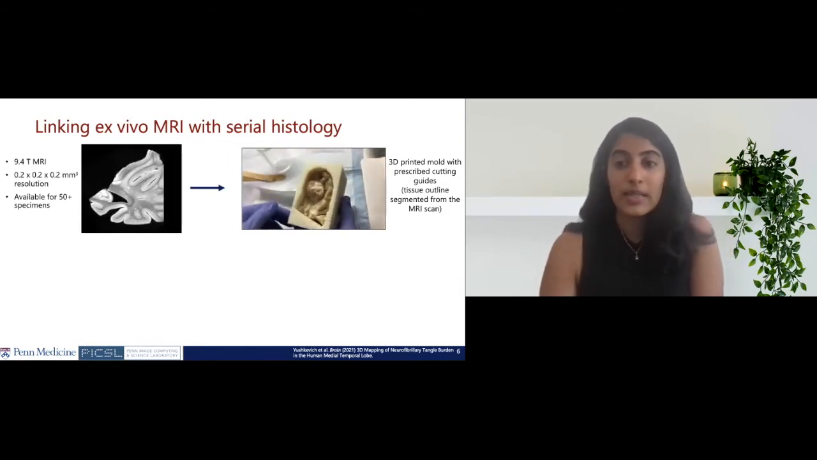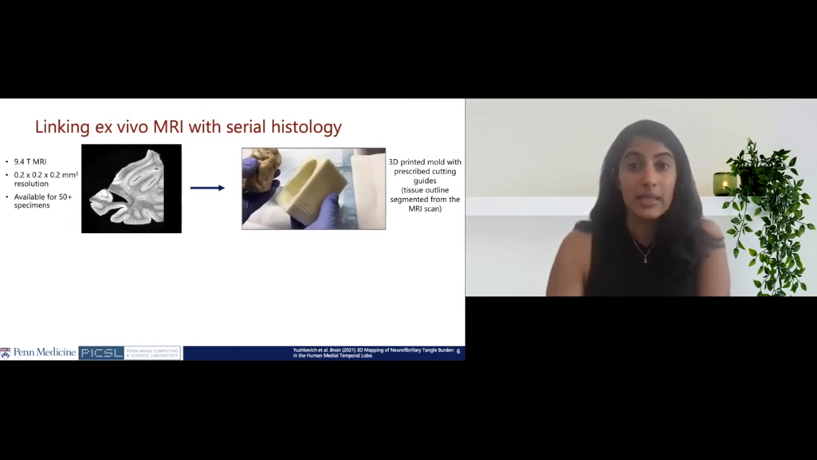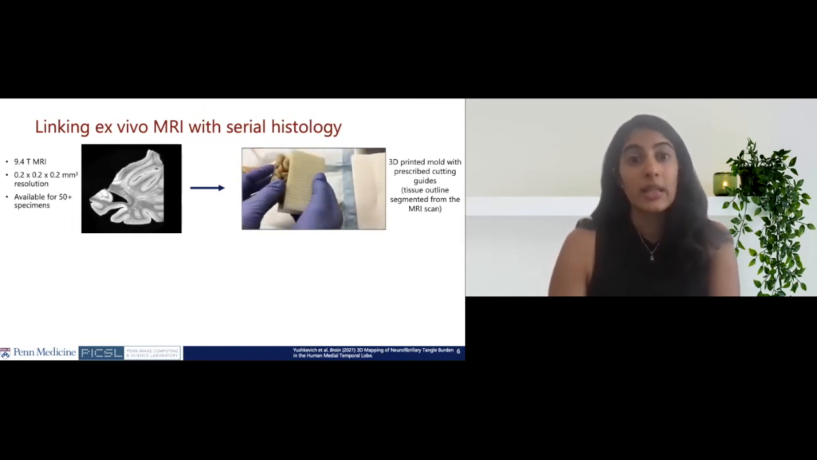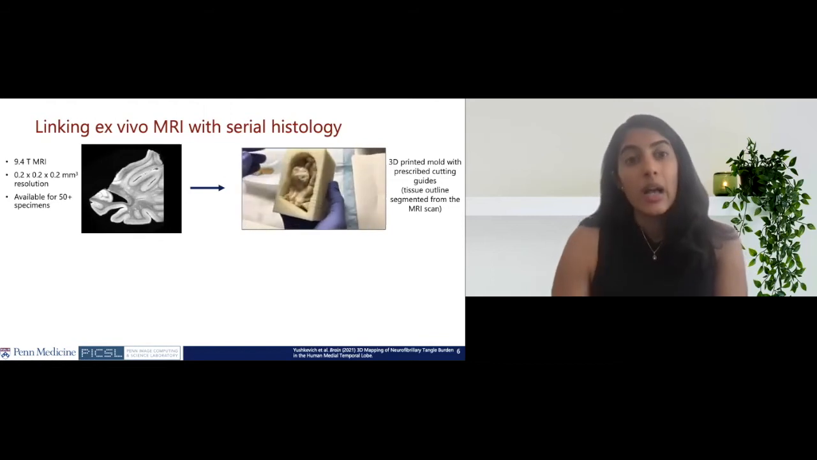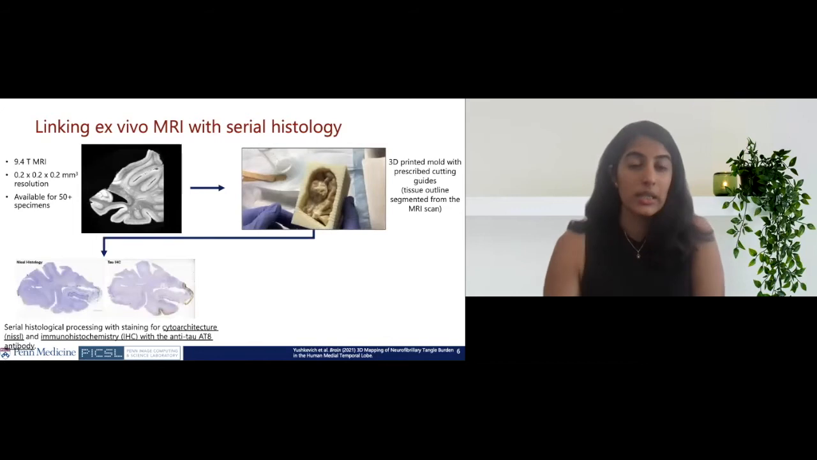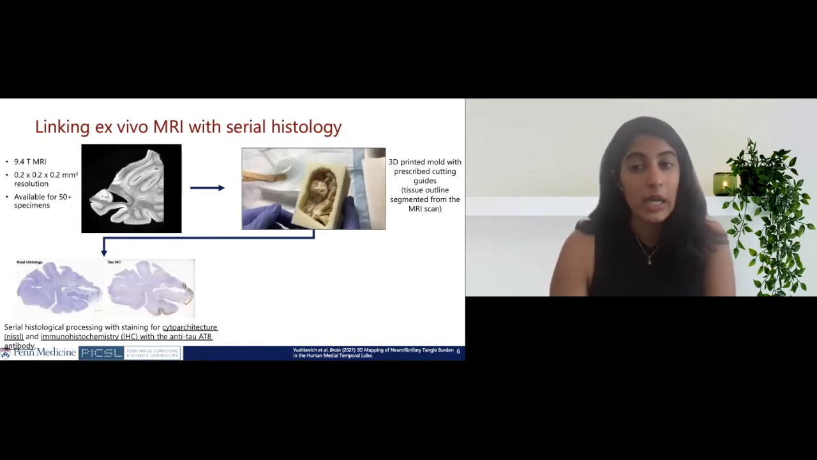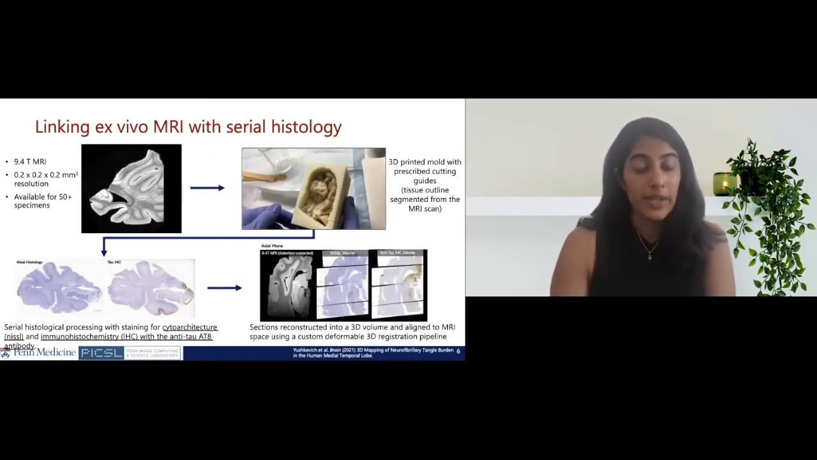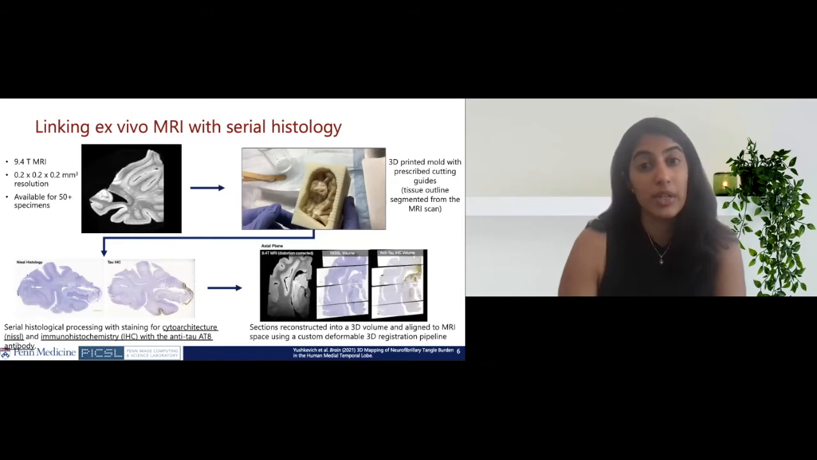Using this approach, when sectioning, we know where exactly in MRI space each section is located, which makes the alignment of MRI and histology more accurate and less labor-intensive. Following sectioning, the tissue is stained for cytoarchitecture and tau immunohistochemistry and then digitally scanned. The scanned sections are then reconstructed into a 3D volume and aligned to MRI space using a custom deformable 3D registration pipeline.